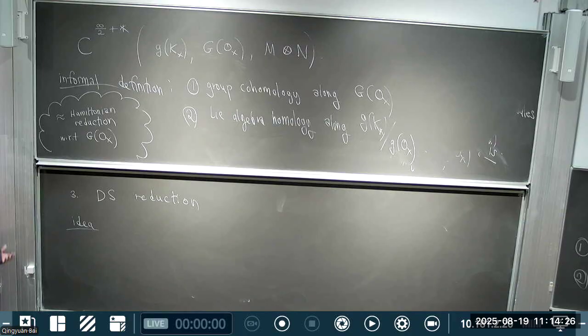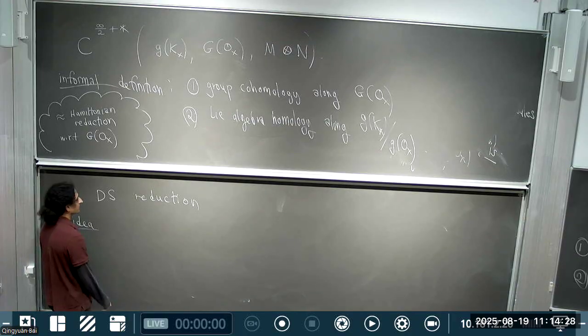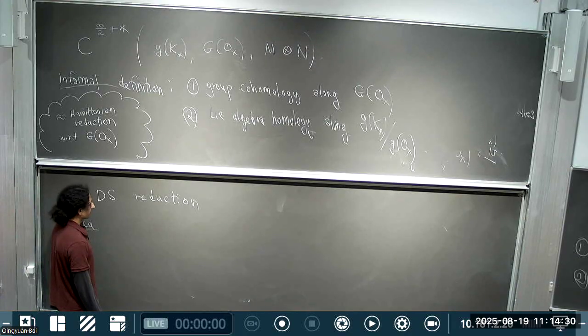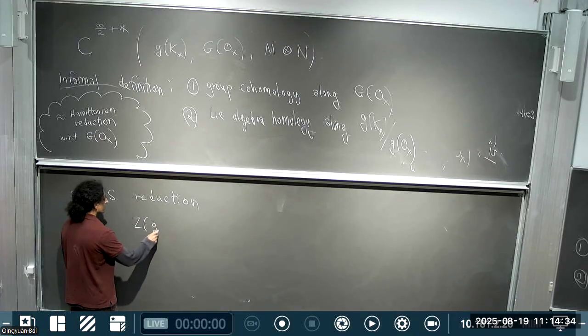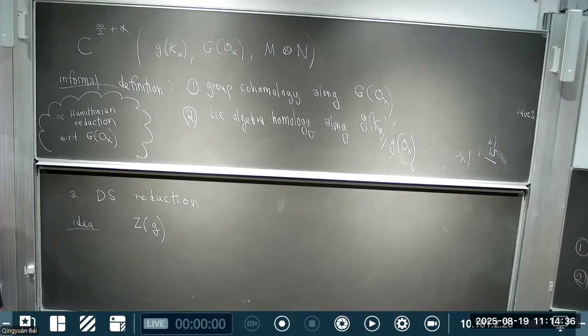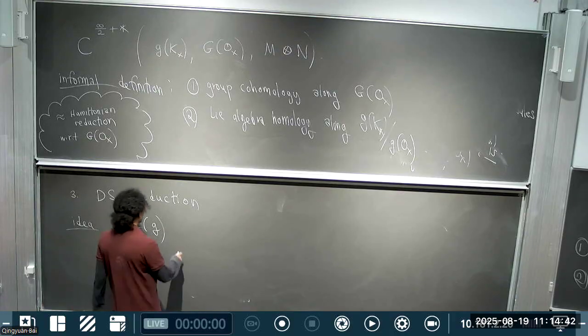Okay, Drinfeld-Sokolov reduction. So what's the idea? It's kind of an amazing thing the first time you see it, and the good news is that the first time you see it, you can see it in the finite dimensional case. Let me tell you what it is in the finite dimensional case, and we'll worry about the affine case later.